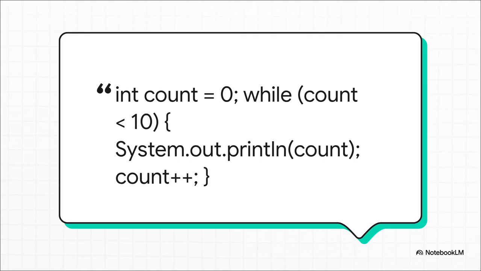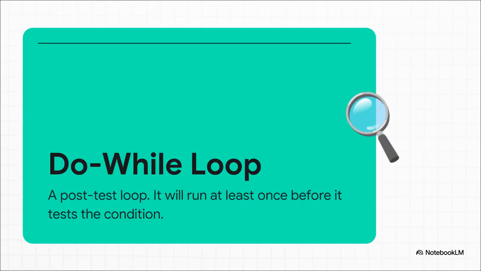We call this a pretest loop because it checks that condition, count less than 10, before every single run. Now there's this other flavor of the while loop, called a do-while loop. It's a post-test loop, which means it runs the code first and then checks the condition. This guarantees the code will run at least one time, which is actually perfect for things like showing a user a menu. You have to show them the options at least once before you can ask them to make a choice.